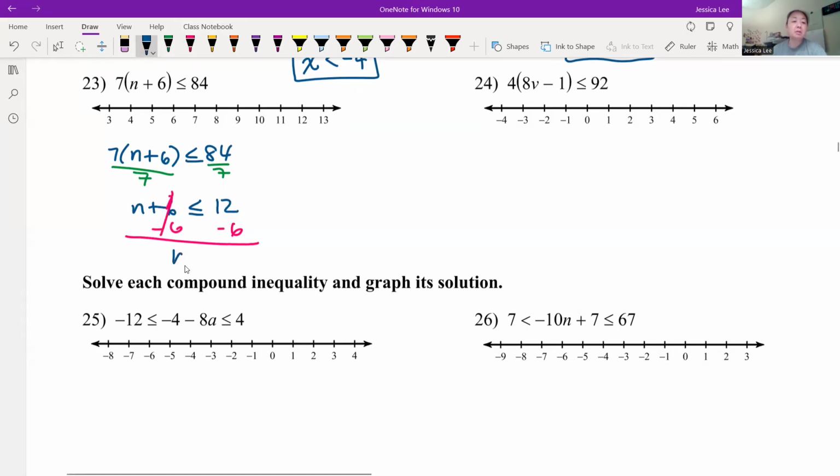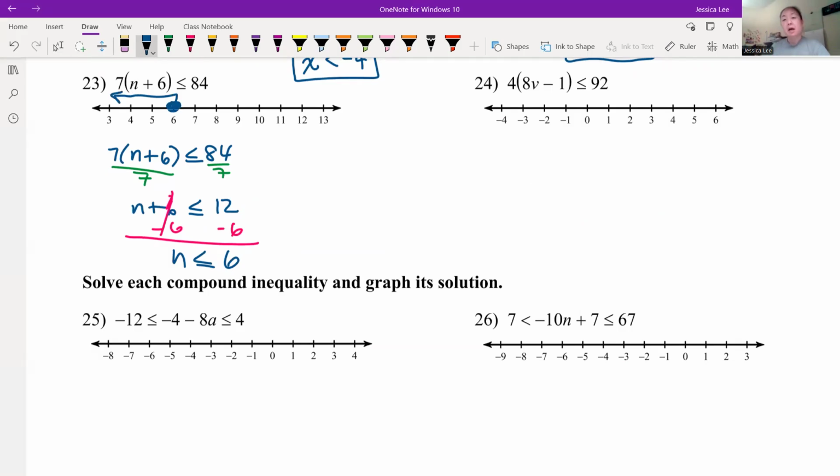We get n is less than or equal to, why do I have all these less than or equal to's? Did I not do any greater thans? I'm so sorry, I did not pick these very well. 12 minus 6 is just 6. We go over to 6, and it's not an open circle, it's a closed circle, because it can equal it. So n is less than or equal to 6. And I don't have any dividing in here. I should have picked better problems. I apologize.